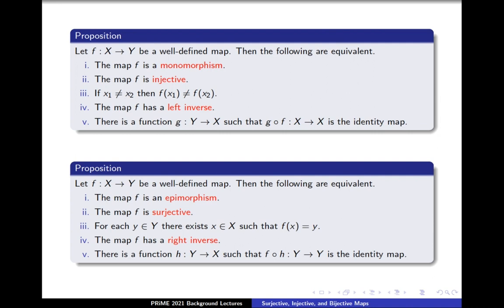This happens if and only if the map f has a right inverse. And the definition of this is that there is a function h from Y to X such that f composed with h from Y to Y is the identity map. So note that the composition in this proposition is in a different order than in the first proposition.